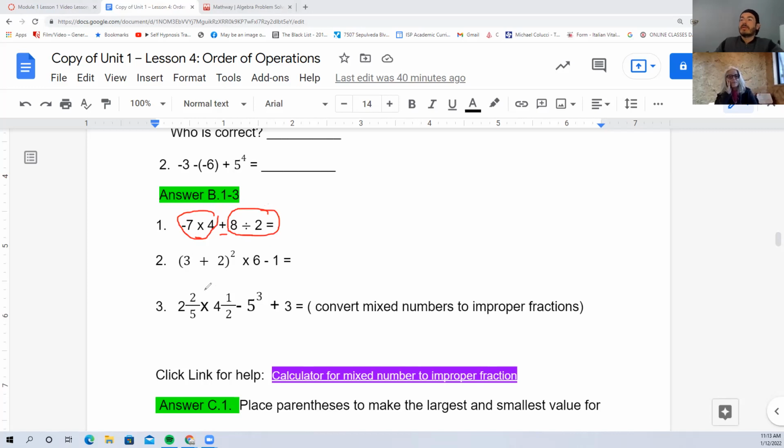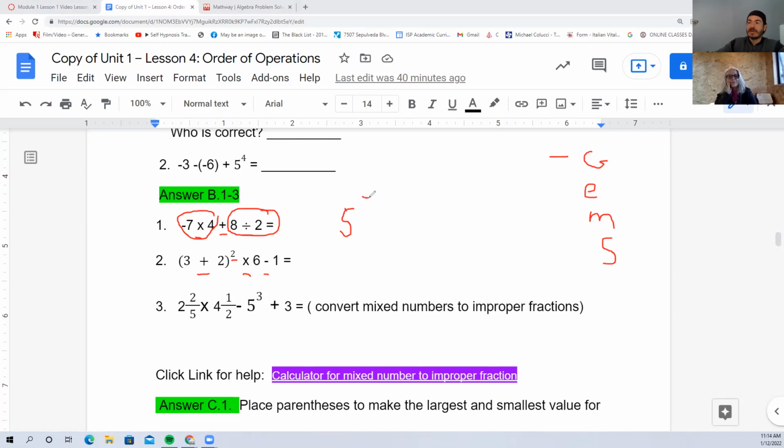All right, let's look at number 2, because this is where it gets kind of interesting. I think it does anyway. And I'm going to use GEMS as my mnemonic device for this case. We have an addition sign, we have an exponent, we have multiplication, we have subtraction, and we have parentheses, which are grouping. So what comes first? The group does. 3 plus 2, 5.